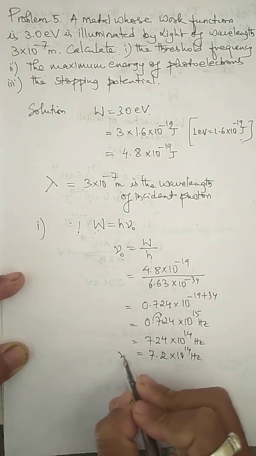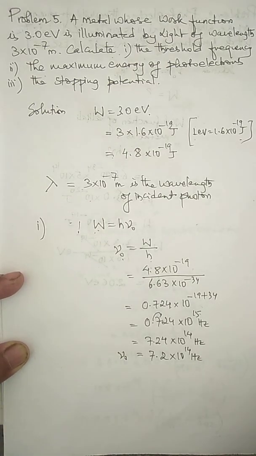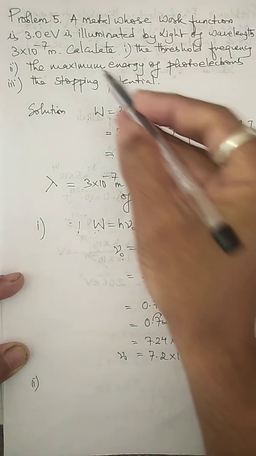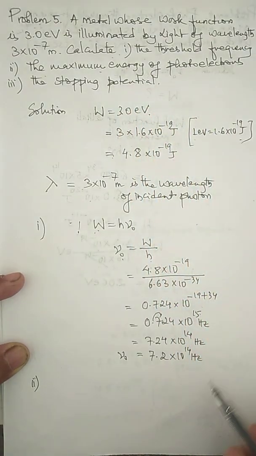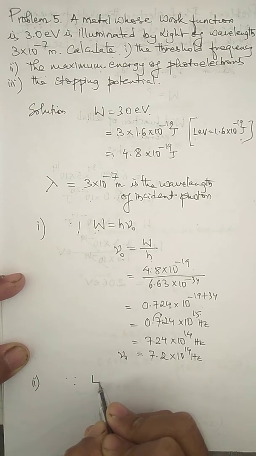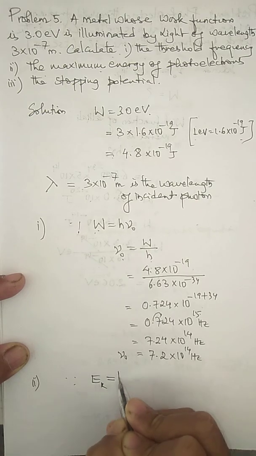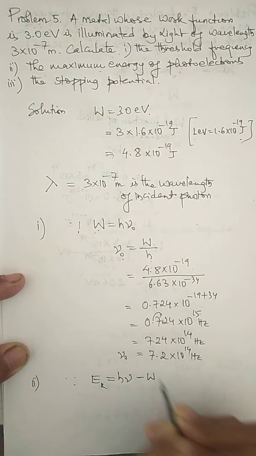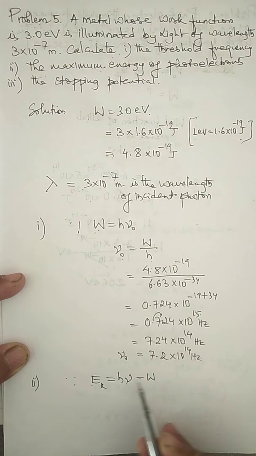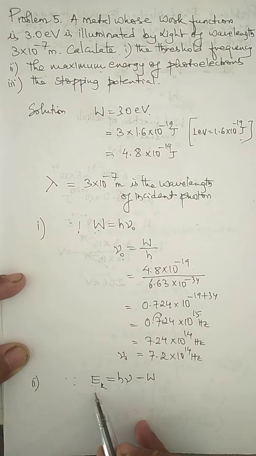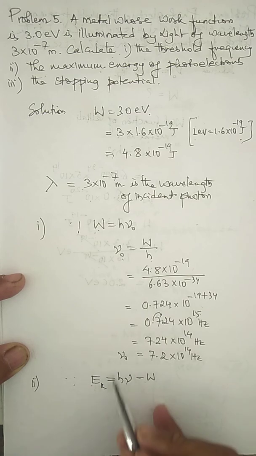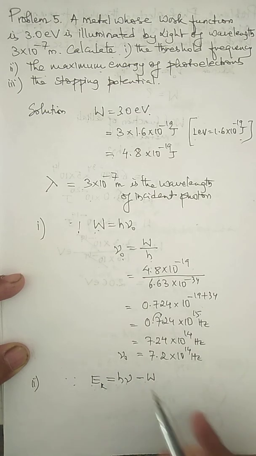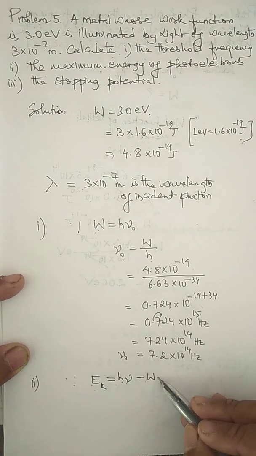So what is this value? This is the threshold frequency of that metal. Now we calculate the next part of this question, that is the maximum energy of the photoelectrons. The maximum energy means definitely the maximum kinetic energy. Now in order to calculate maximum kinetic energy, I use this formula: Ek, the maximum kinetic energy, equals h nu minus W. Maximum kinetic energy of the photoelectron equals h nu, the energy of the incident photon, minus the work function.